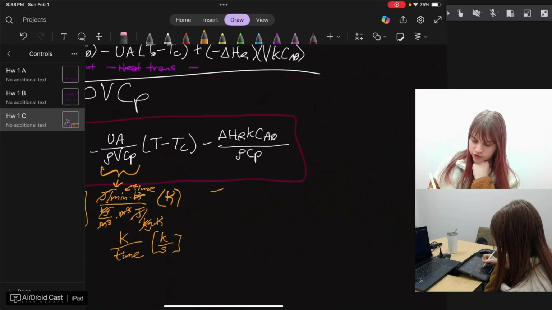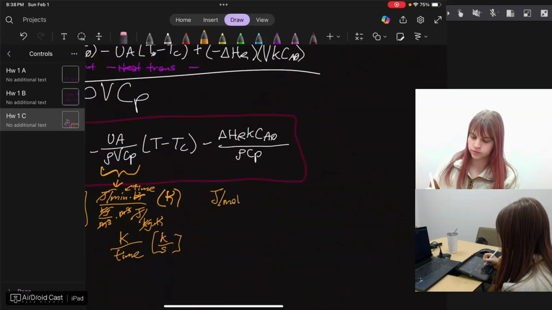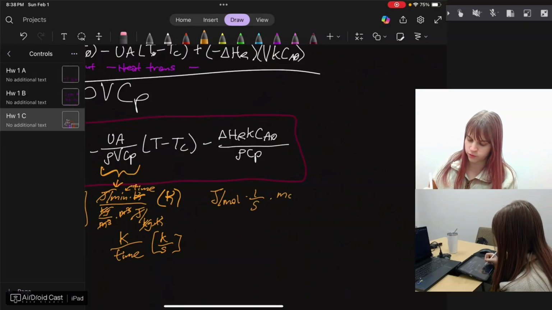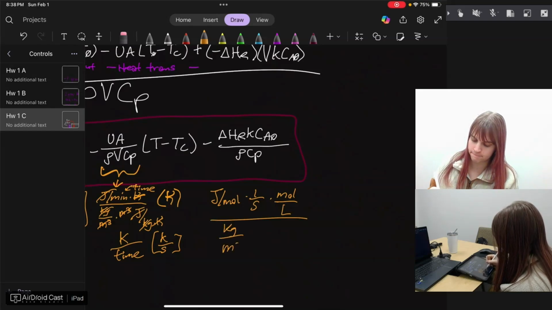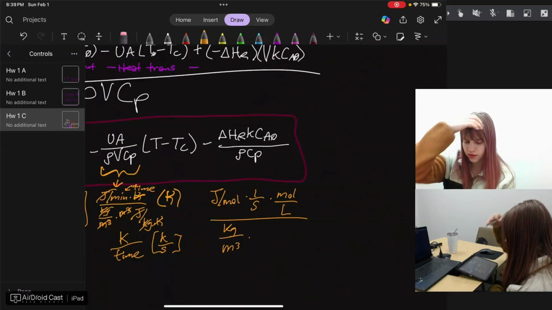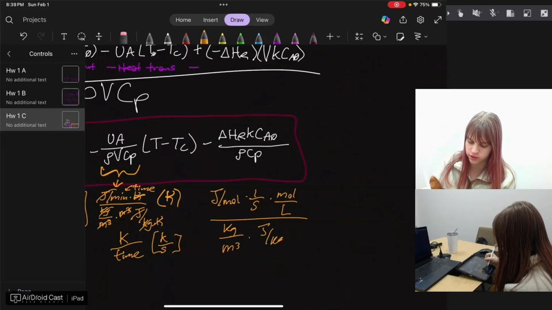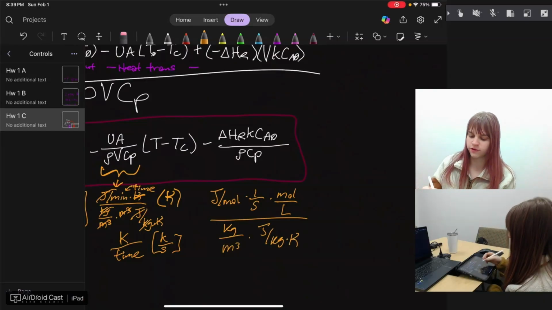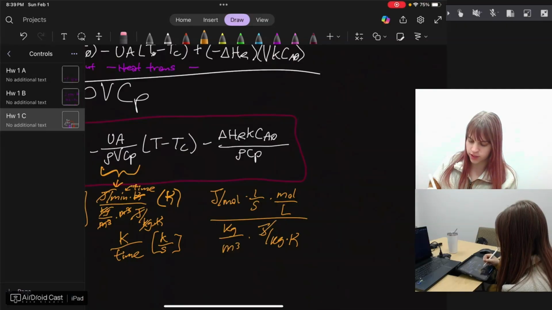The heat of reaction is in joules per mole. Our K is in seconds to the minus 1. We have moles per liter for concentration. And we said that the heat capacity was joules per kilogram times Kelvin, basically joules per weight times Kelvin. So let's go ahead and cancel out some of these values.